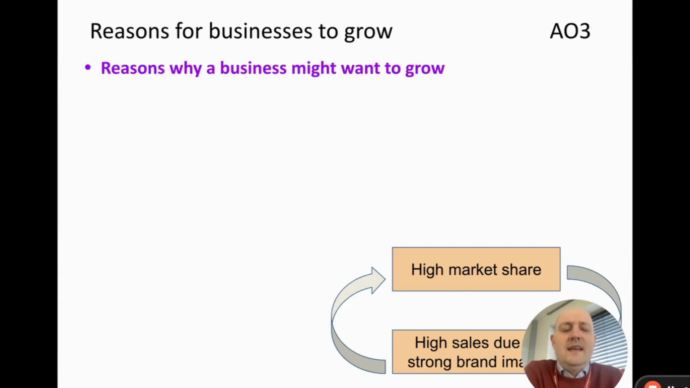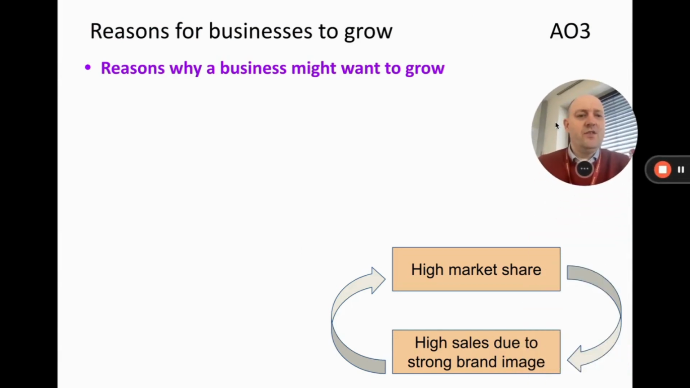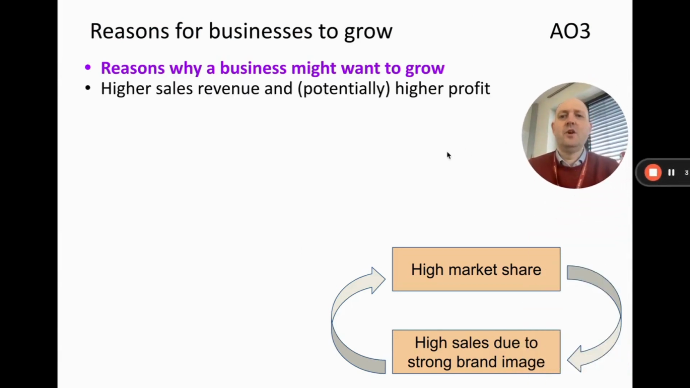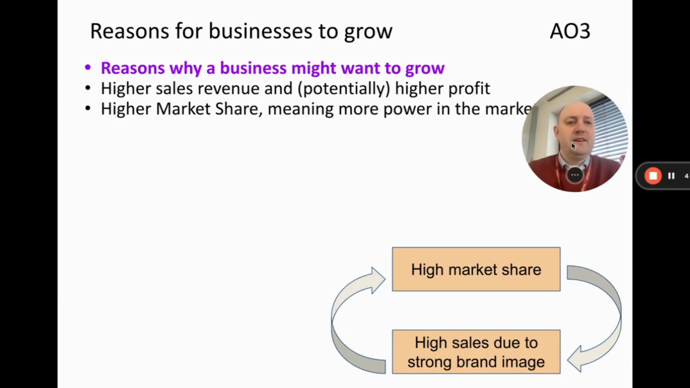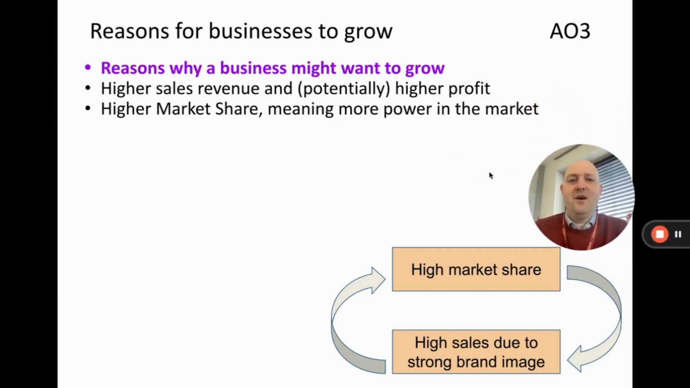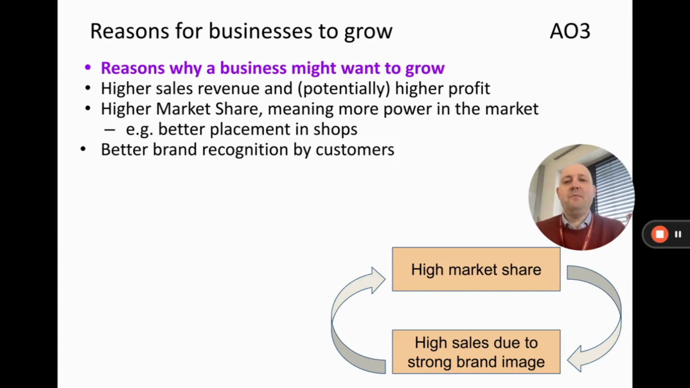Next up, why might a business want to grow? Again, this might sound obvious, but it's not necessarily so. One reason would be higher sales revenue, and this potentially would mean higher profit. Not always, like we saw with Amazon, but in general, a business that's making higher sales is likely to make more profit. Higher market share means hopefully more power in the market, and also better brand recognition by customers. As a result, supermarkets and shops are likely to put this business's products in better places.